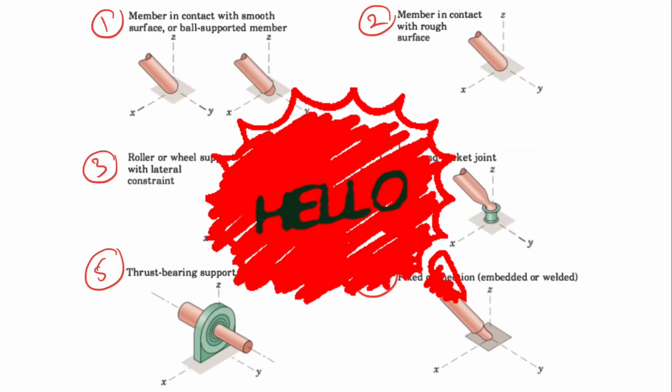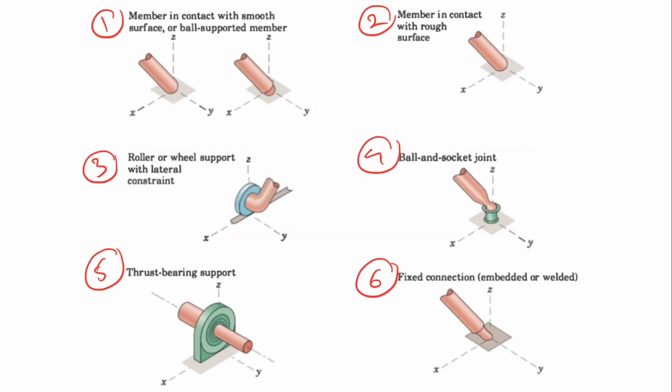Guys, we're going to go over the action of different forces in three dimensional analysis in different supports. So we have 6 different supports, and we're going to start with the first one. We have the member that is in contact with a smooth surface or ball supported member.